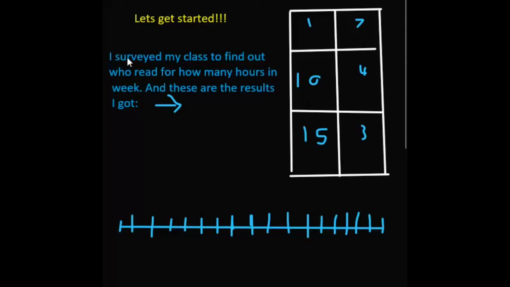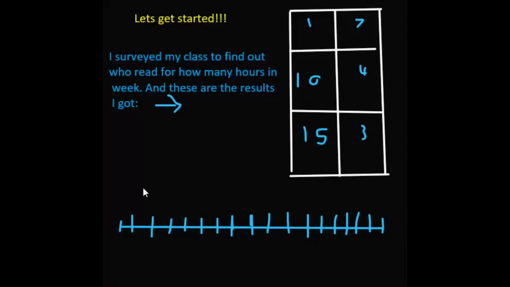So I surveyed my class to find out who read for how many hours in a week, and these are the results I got. 7 people read for 1 hour. 4 people read for 10 hours. 3 people read for 15 hours. So now we're going to apply this information into a number line where we can collect our data and use it for things we need to use it for.